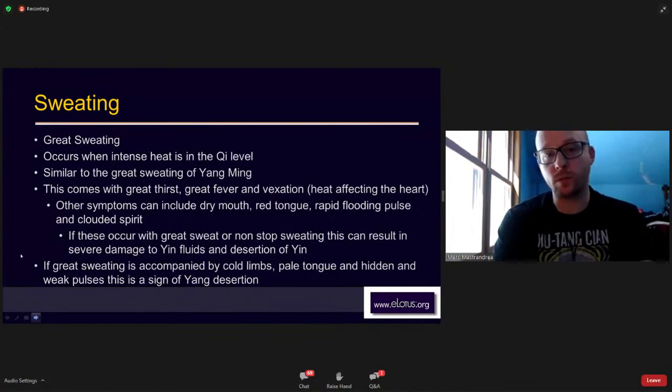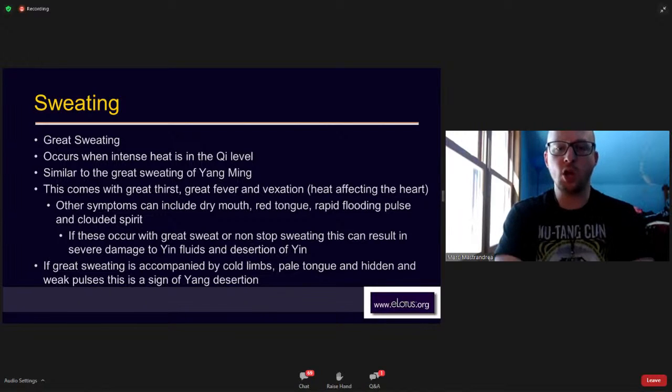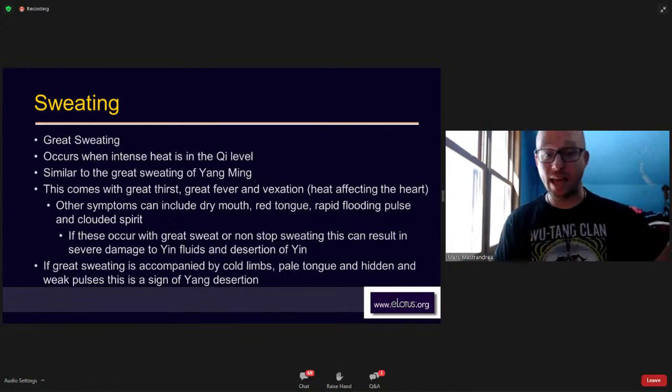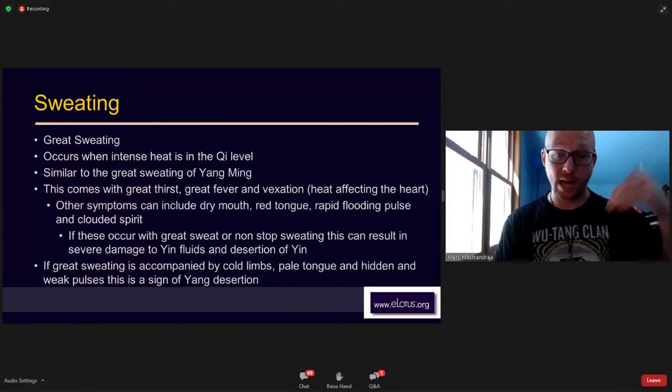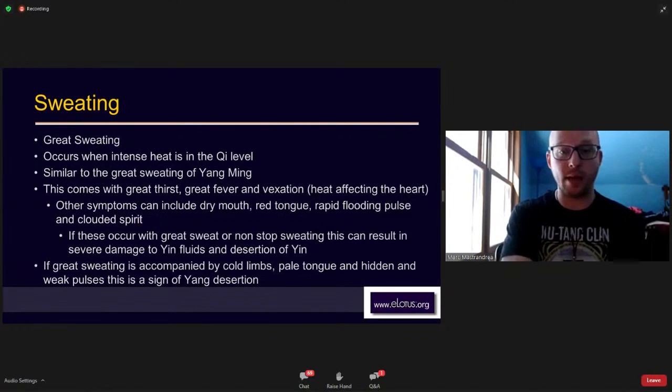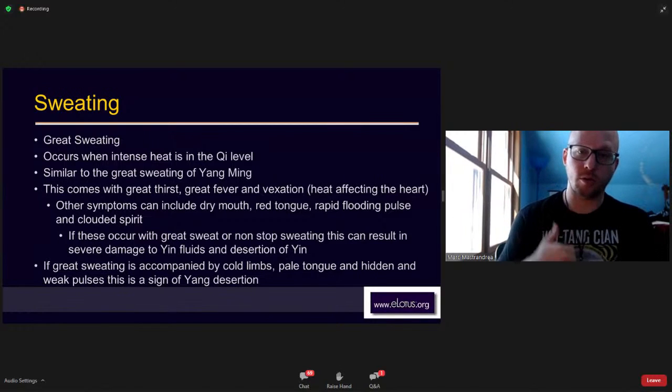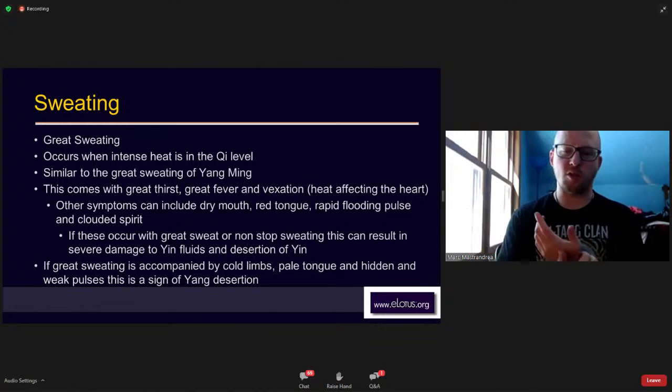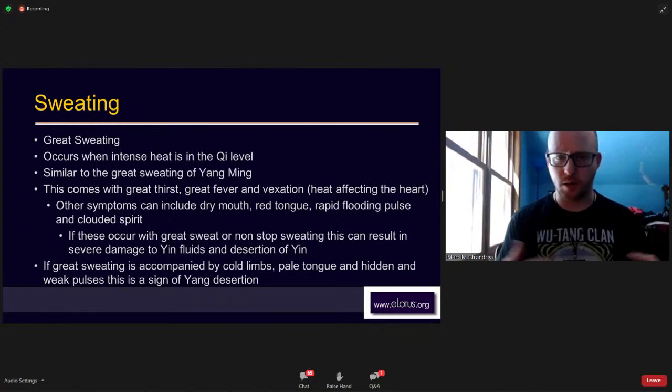Great sweating. So you remember how we talked in Yang Ming? We have this idea in Yang Ming that you can have the four greats, right? So great sweating is one of them. This occurs in the Wen Bing idea when heat enters the Qi level, right? This is the idea of it entering into the Qi level and affecting Yang Ming, right? Affecting the stomach, right? And the large intestine. So this can come with things like great thirst, great fever, vexation, right? A large pulse, right? So you can get this really big pulse, this rapid flooding pulse in this case, right?